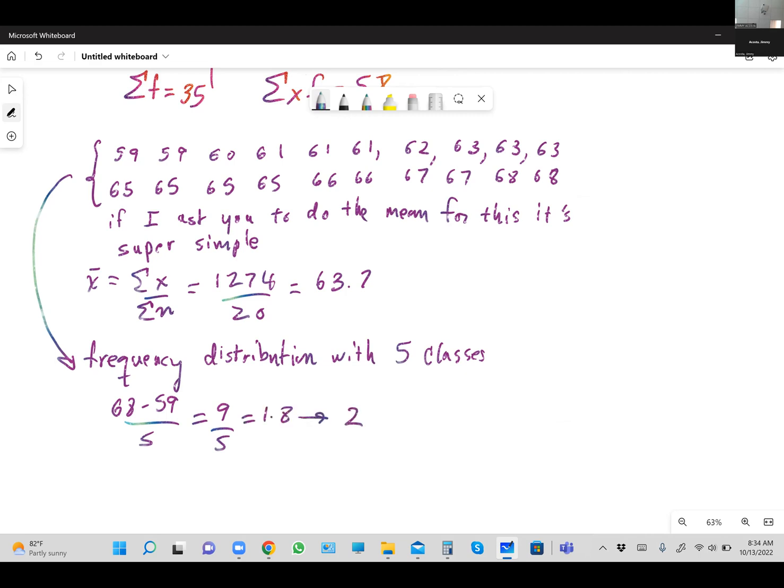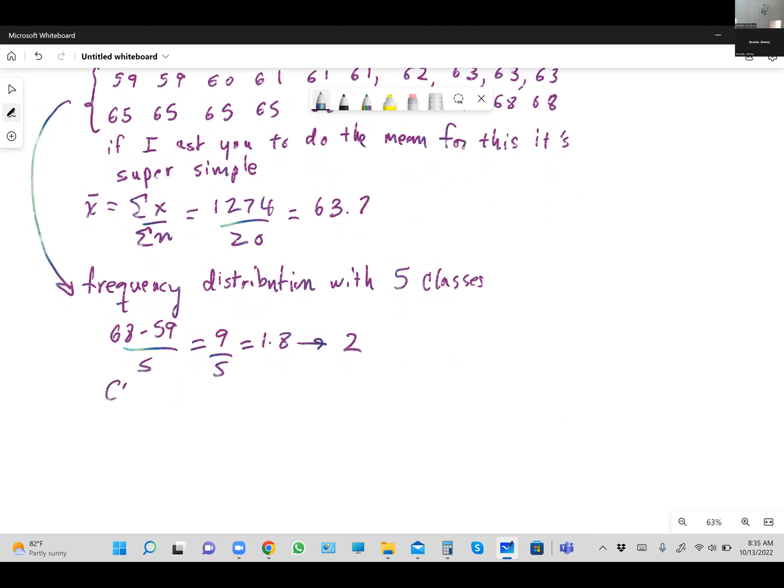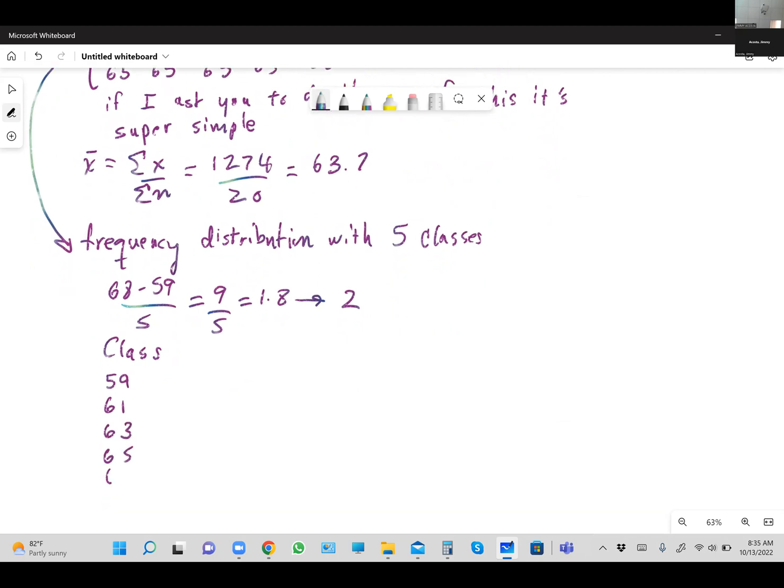Now, don't worry, I'm not going to ask you to create this. I'm creating one right now on purpose. So now I'm going to create my classes first. 59 plus 2 is 61. Plus 2 more. Plus 2 more. Plus 2 more. See that? You have 60, 62, 64, 66, 68. And then we do our frequencies.